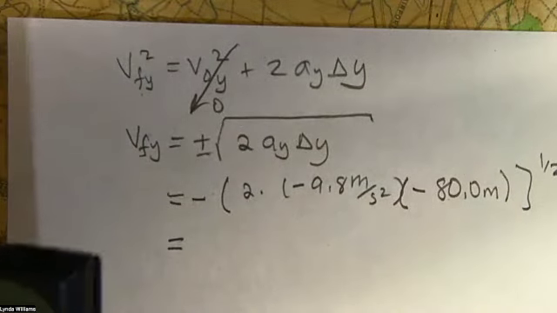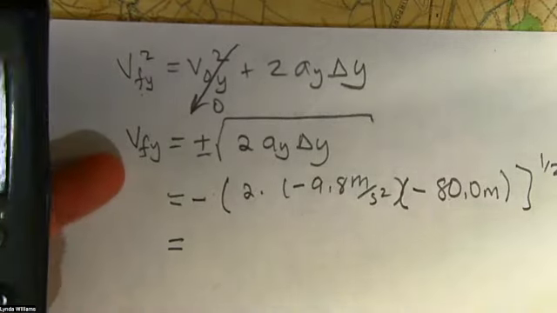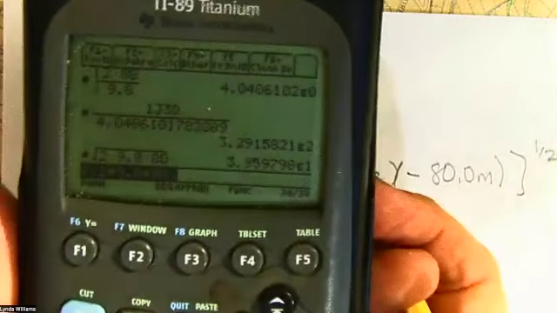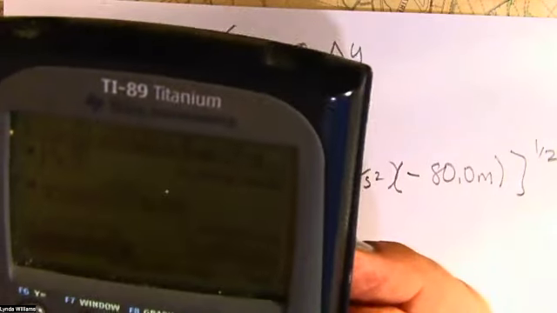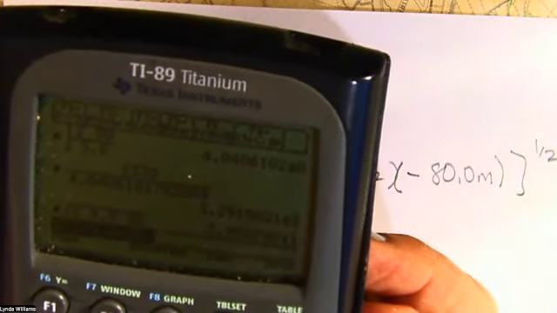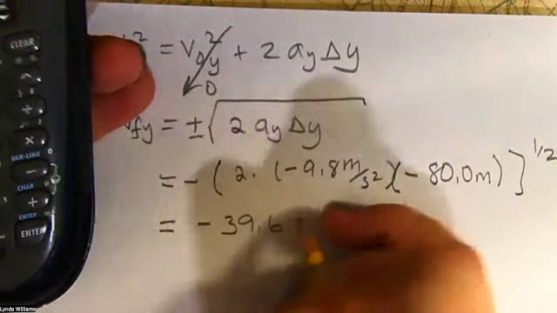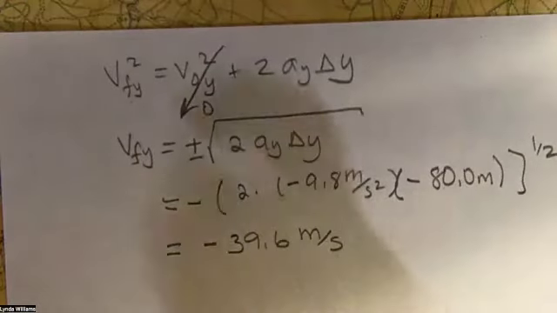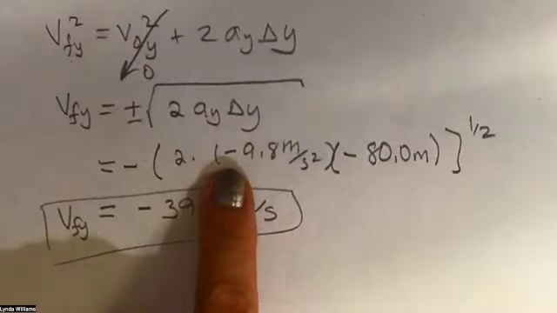Square root 2 times 9.8 times 80. And I get negative, what did I get? Like 39.59, which is 39.6, right? Negative 39.6 meters per second. And so let's just check out, I boxed all my answers just to keep track of them so I don't lose them.